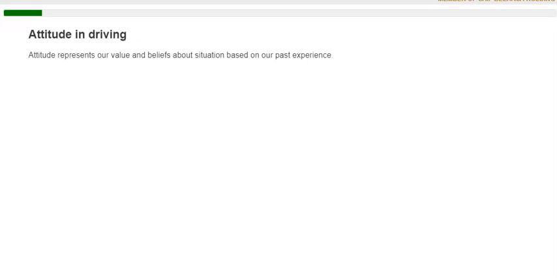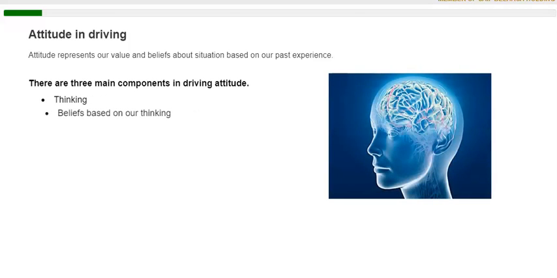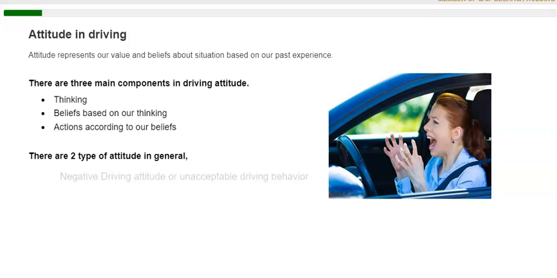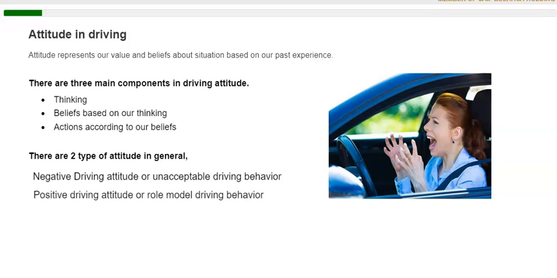So let's talk about attitude in driving. Attitude represents our value and belief about situation based on our past experience. There are three main components in driving attitude. The first one is thinking, the second is belief based on our thinking, and the final is action according to our belief. The attitude we can divide into two kinds of attitude. One is negative attitude and another one is positive driving attitude.